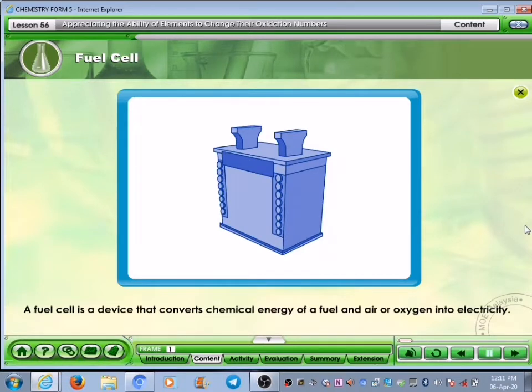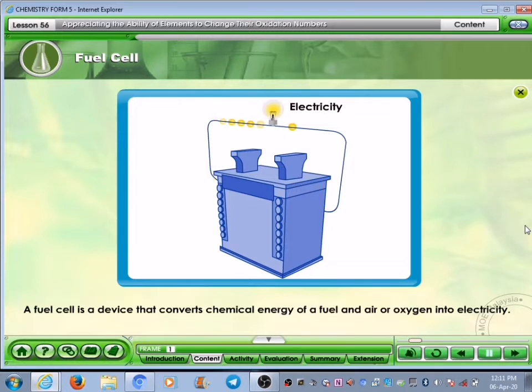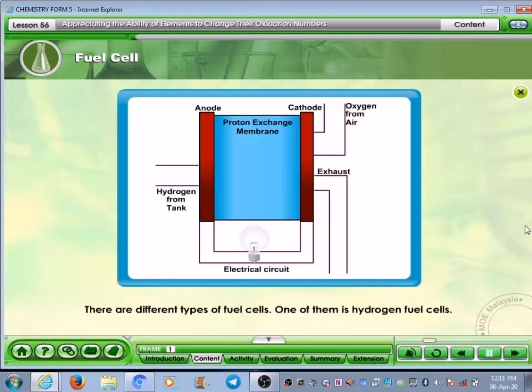A fuel cell is a device that converts chemical energy of a fuel and air or oxygen into electricity. The fuel could be hydrogen, natural gas, gasoline, or any other fuel. There are different types of fuel cells. One of them is hydrogen fuel cells. How does a hydrogen fuel cell work?